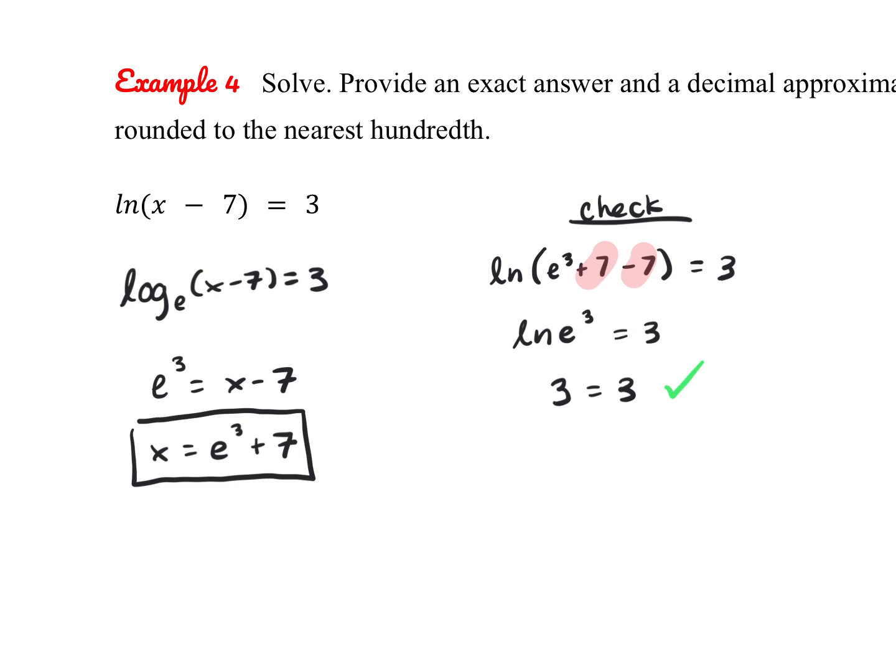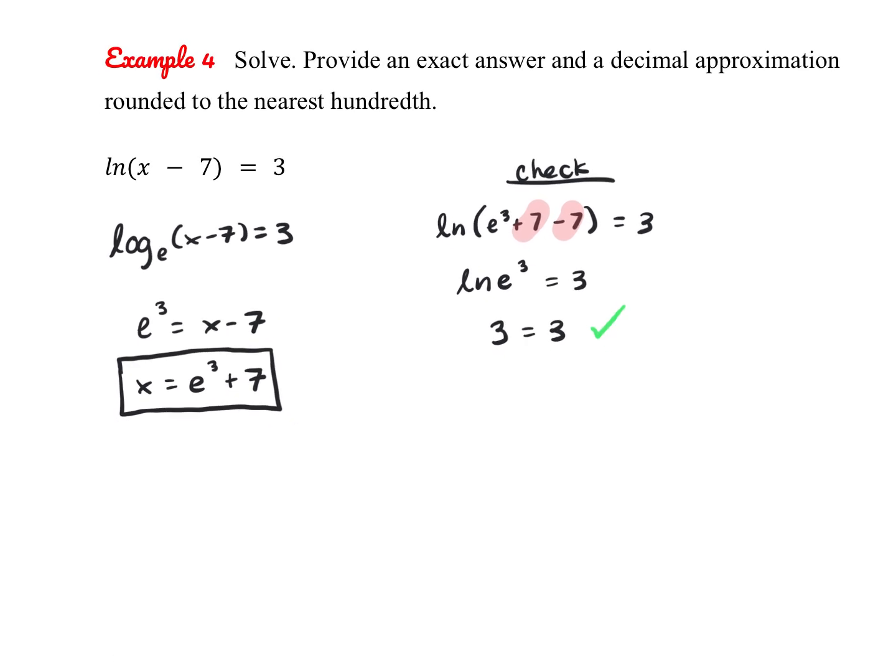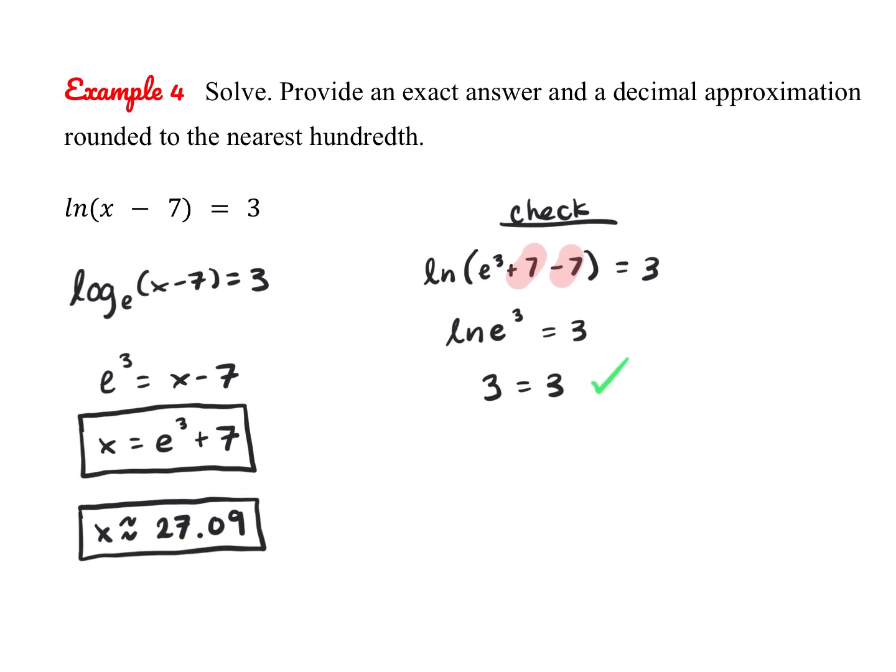Now that we have verified that it is a solution, we're also asked to give a decimal approximation. So your scientific calculator should have an E button. It's right above the ln, the natural log button. So you have to hit second ln, which gives you e to the power of 3. Make sure you close your parentheses and then do plus 7. And we should get approximately 27.09 if you round to the nearest hundredths, which is 2 decimal places.